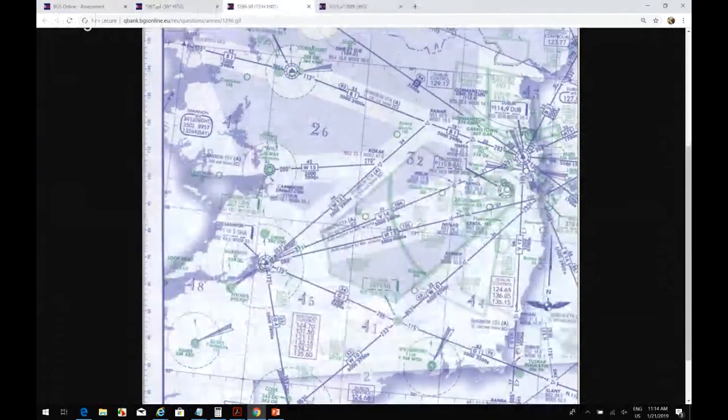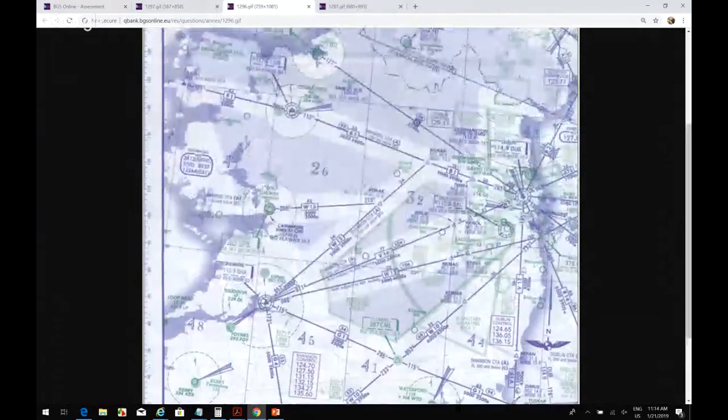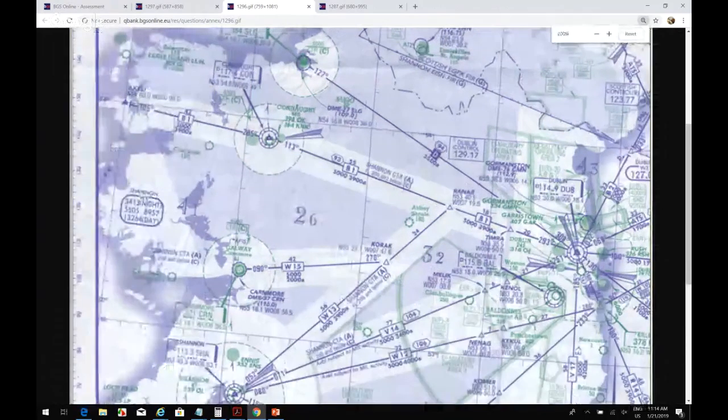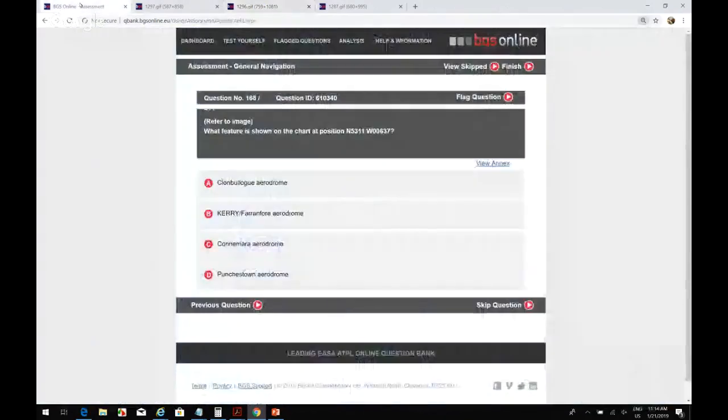637. Okay. That's some sort of civilian aerodrome, Punchestown aerodrome. Yeah. What feature is shown on the chart at position 5212?